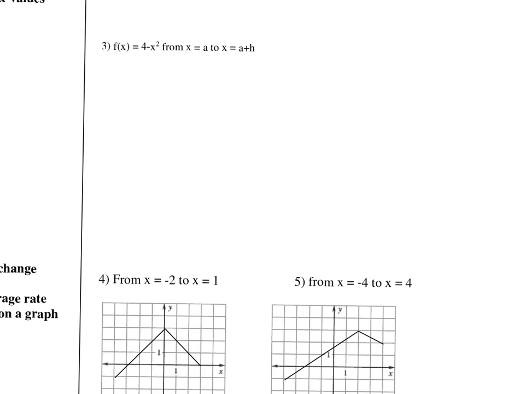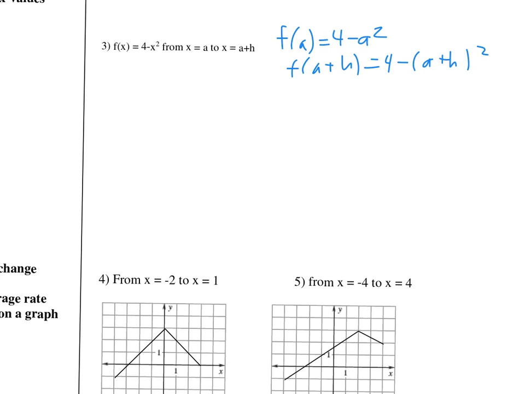All right, next up we have number 3 here, and this one is a little more tricky because they're not asking us at numbers, they're asking us at these expressions. But we can use the same technique here. So let's just find f of a first, and so that's 4 minus a squared. And then let's find f of a plus h next. So that would be 4 minus (a plus h) squared.